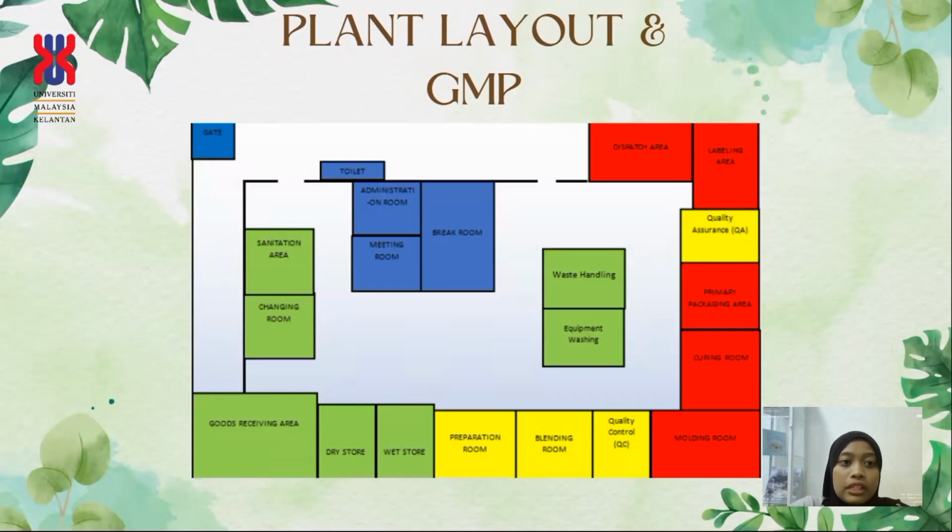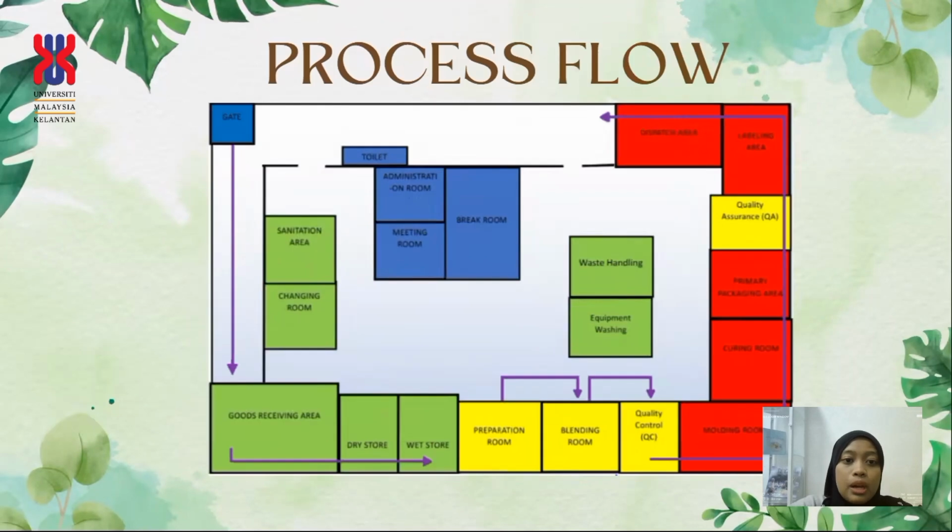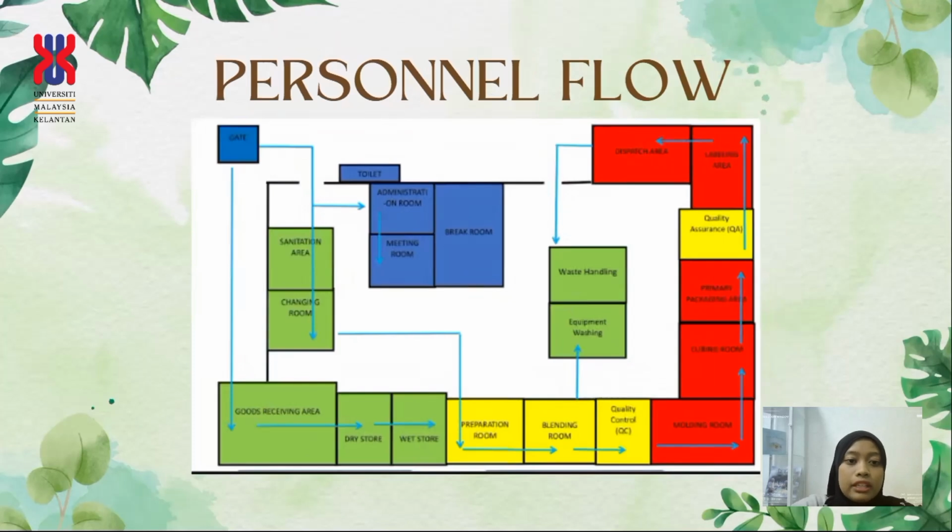Green zone is low risk, such as raw material storage and sanitation. Yellow zone is medium risk. Red zone is high risk. Okay, for the process flow, it moves in one direction from raw material receiving to mixing, curing, packaging, and dispatch.